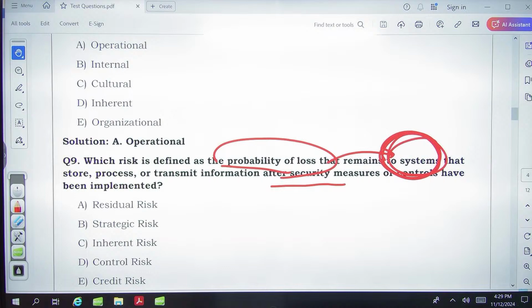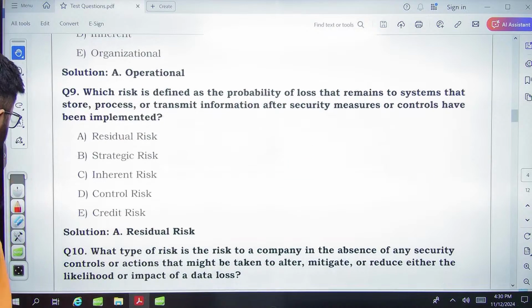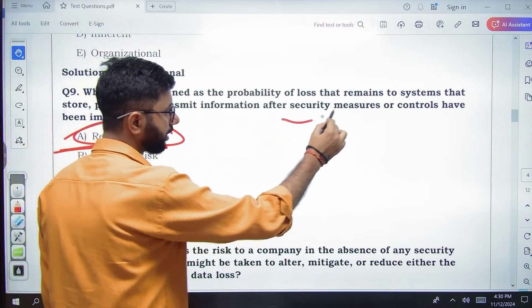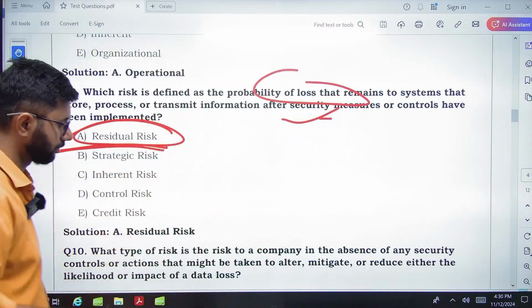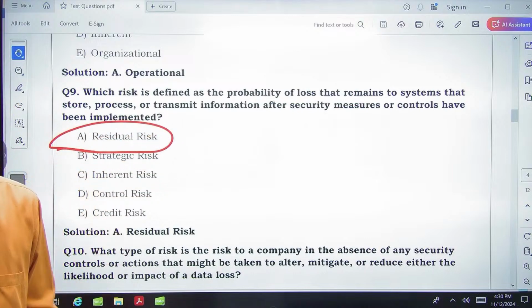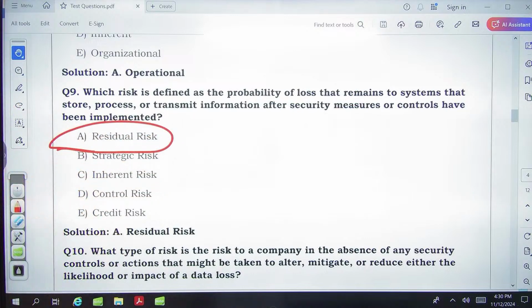So the correct answer is residual risk. ठीक है, ये सारे काम कर लिए उसके बाद भी कुछ बच गया, that is what you call residual risk. ठीक है, very good. Very good, sure.